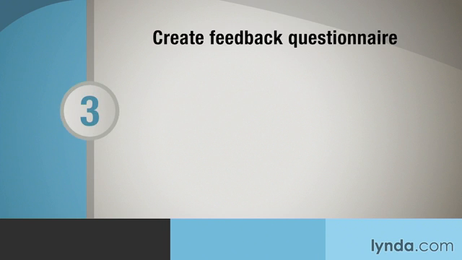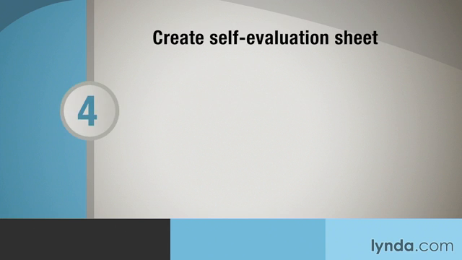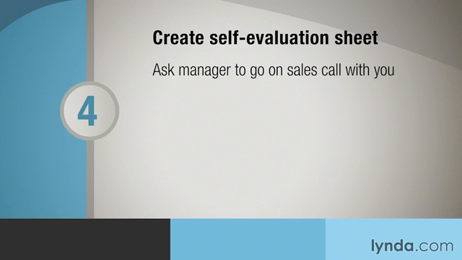Next, create a customer feedback questionnaire. It shouldn't be longer than 10 questions with a mix of ratings and open-ended comments. The last step in this stage is to create an evaluation sheet for yourself. Your manager likely already has one, but if they don't, create one and give it to your manager. Ask them to periodically go on sales calls with you and use the sheet to give you feedback afterwards. Similar to how athletes evaluate their performance on the field, the feedback from your manager is the game film we all need to review that makes us better each and every call.